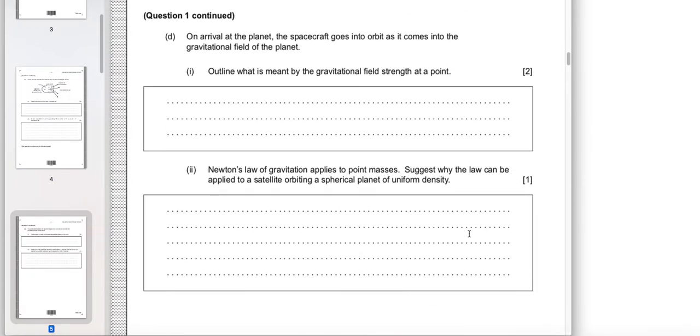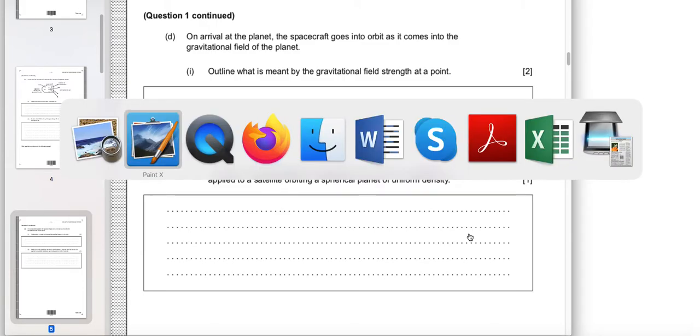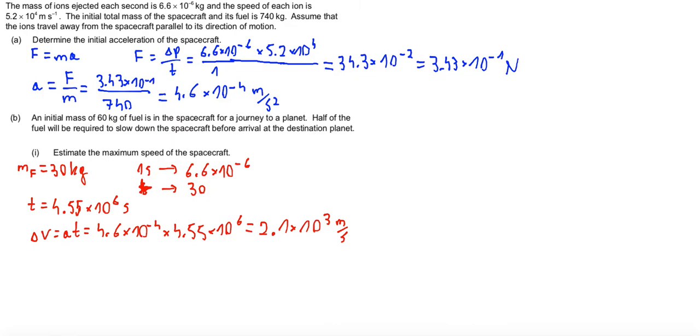And D. On arrival at the planet, the spacecraft goes into orbit as it comes into the gravitational field of the planet. Outline what is meant by the gravitational field strength at a point. Okay, so gravitational field strength is the gravitational force acting on a unit point test mass.